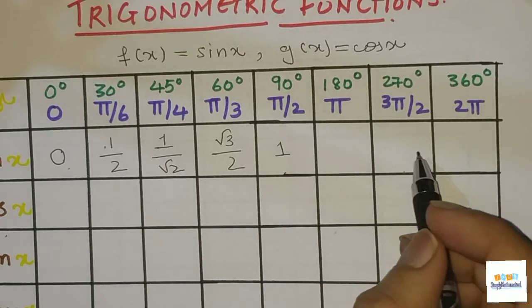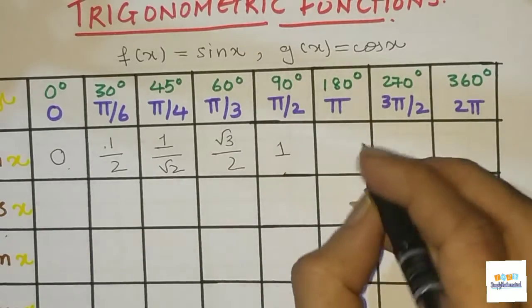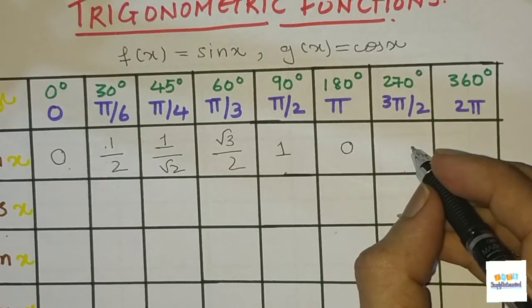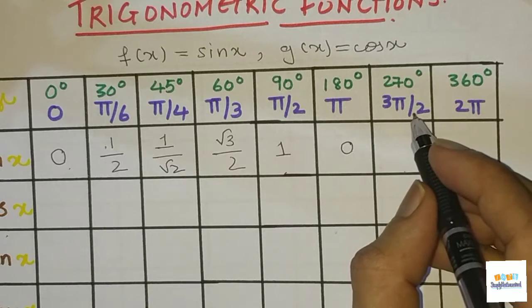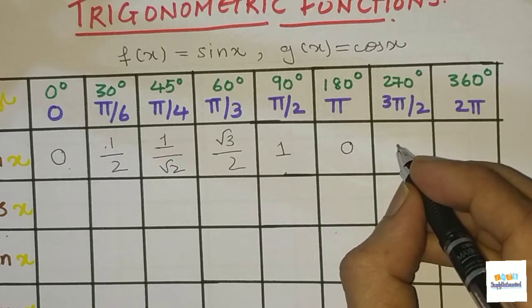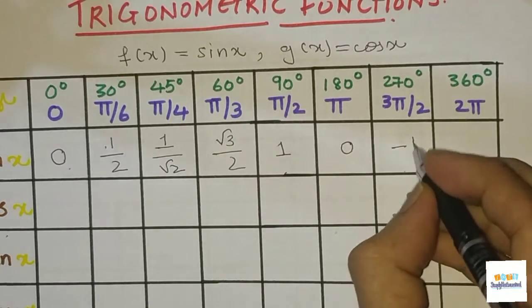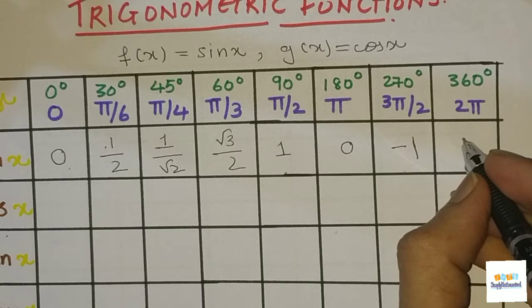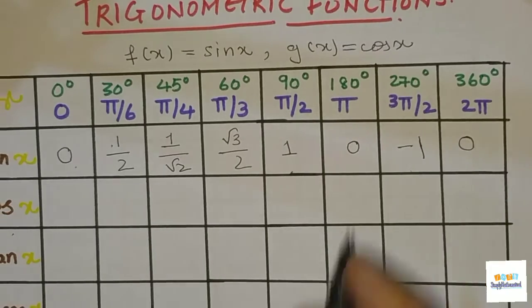Now you have the new values here. Sine 180 is 0. Then sine of 270 will be minus 1. Then sine of 360, or sine of 2 pi, is 0.